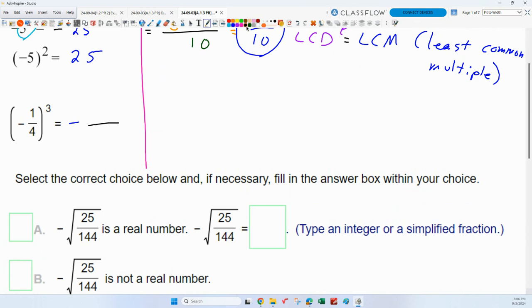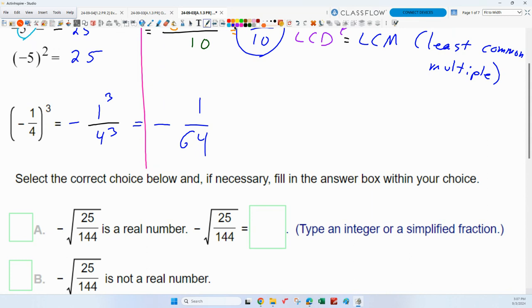What could I do? There was an idea. Yep. Yeah, you could split it and cube the top and the bottom separately. That's a great idea, right? So I could write this as negative 1 cubed over 4 cubed. Now that's a lot easier. What's 1 cubed? 1. What's 4 cubed? That's a lot easier than 1/4 cubed, isn't it, right? Okay, give me thumbs on that. Does that all make sense too? Is this ringing a bell, these little tricks?